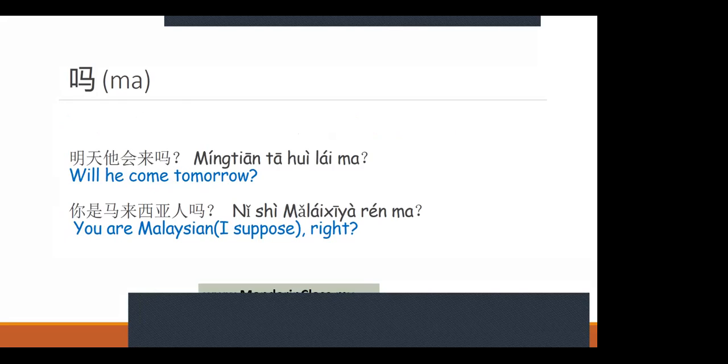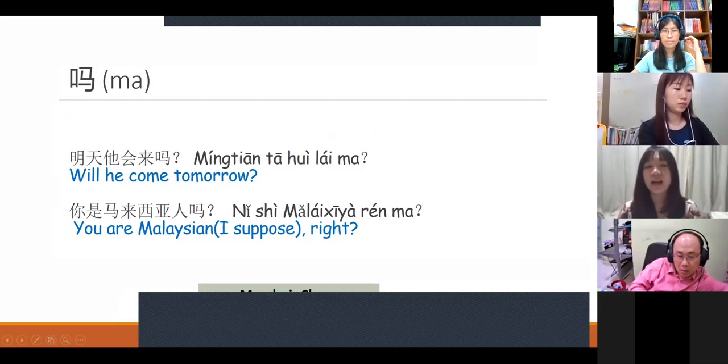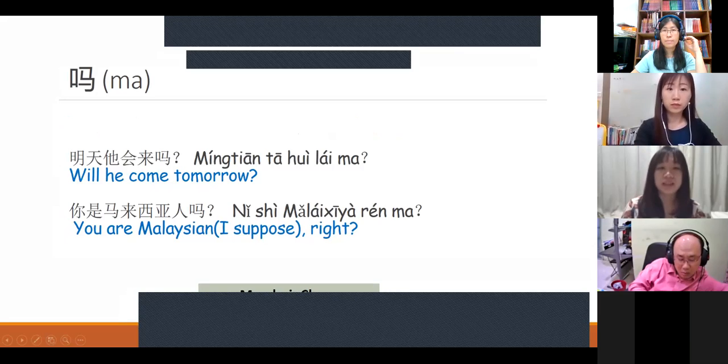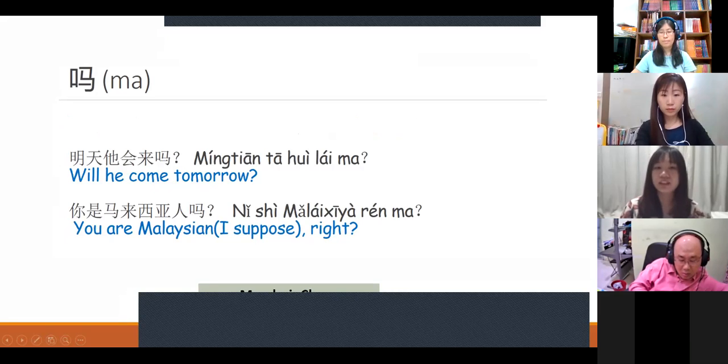Besides that, we look at the example below. 明天他来吗? 明天 will be tomorrow. 明天他来吗? Will he come tomorrow? 你是马来西亚人吗? Are you a Malaysian? You are Malaysian, I suppose. Correct or not? So, ma usually is used to confirm a question.